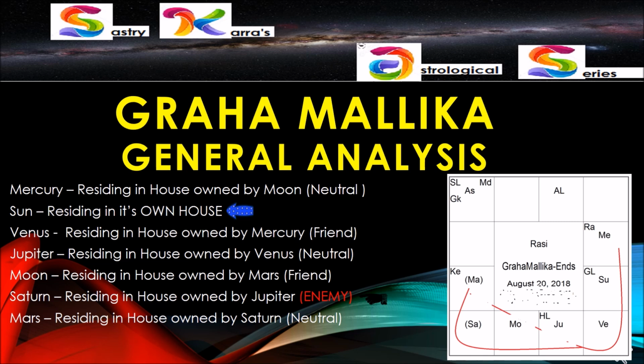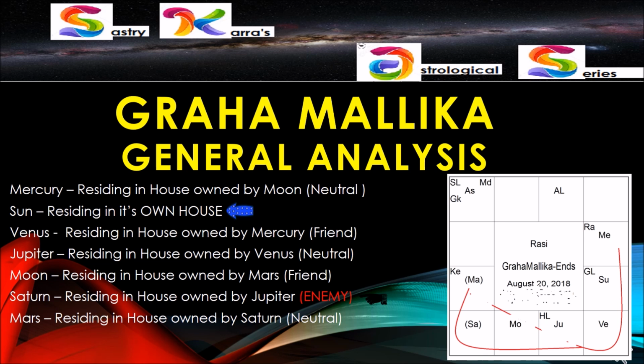For all those natives who have Sun as Lagna, or Sun as the 10th house, or Sun has 9th house or 7th house, these natives will have something unique happening during that period between 18th and 20th of August.